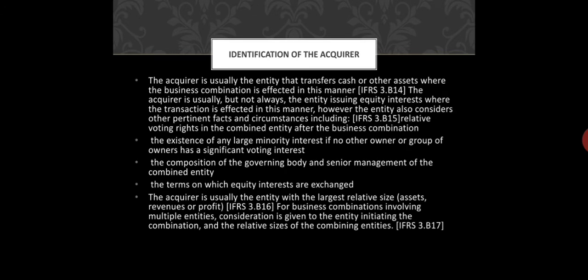So first of all, in identifying the acquirer, we must first understand what is an acquirer. The acquirer is the entity that obtains control of the acquiree, while the acquiree is the business that the acquirer obtains control of in a business combination. In PFRS 3, it provides the following guidance in identifying the acquirer. For you to understand in a simple way, the acquirer is the one who has the largest portion between the combined entities measured in, for example, assets, revenues, or profit. It is also the one who initiated the combination and also the one who issues its equity interest.